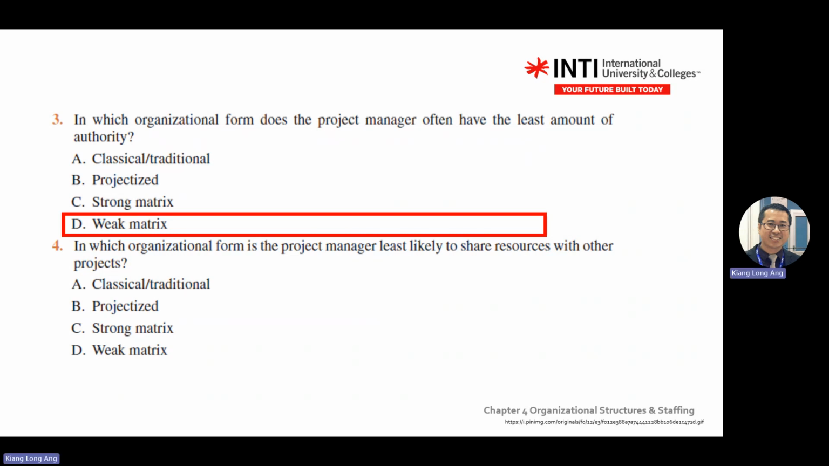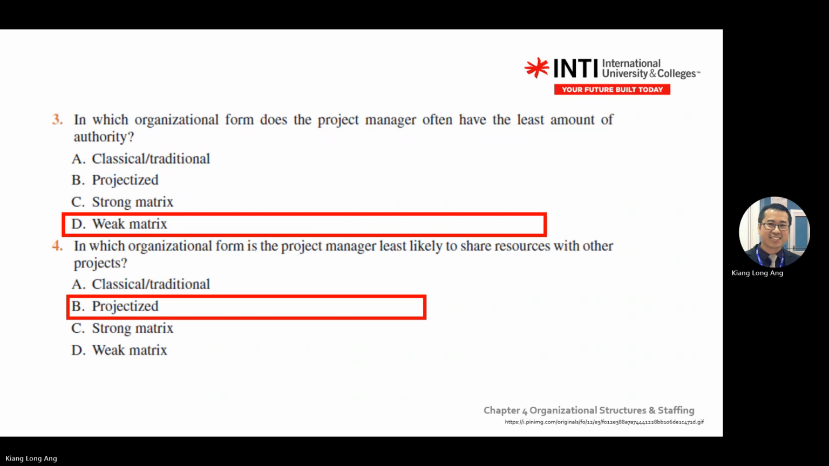Number 4: in which organization form is the project manager least likely to share resources with other projects? Which one? Classic, project, matrix. What do you think? Project, because your resources go to that project already. You rarely want to share your resources with other projects.